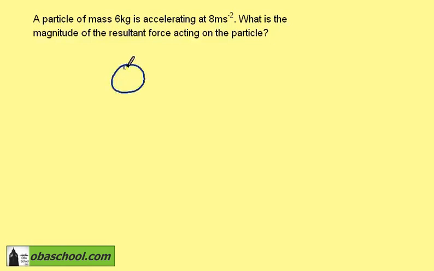So here we have a particle. We know its mass is 6 kilograms. It's accelerating at 8 meters per second squared, and this must be produced by a force F in the same direction as the acceleration. Remember that there may be various forces acting on this particle, but the resultant force is F.